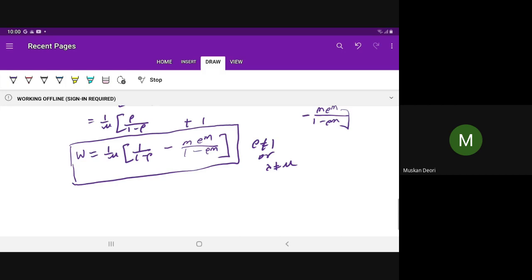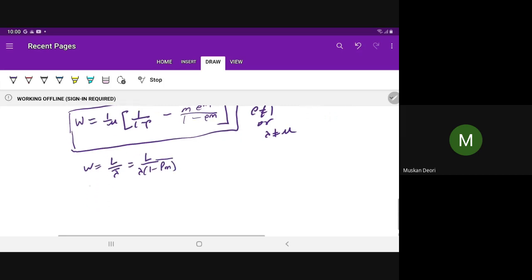Operation Research. Presently, we are studying the finite capacity single server queuing model. In the previous class, I derived the expected waiting time when rho is not equal to one. We know that W is L upon lambda bar, and for the finite capacity, lambda bar is lambda into 1 minus Pm.